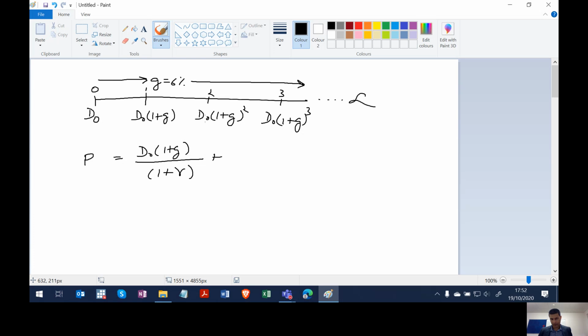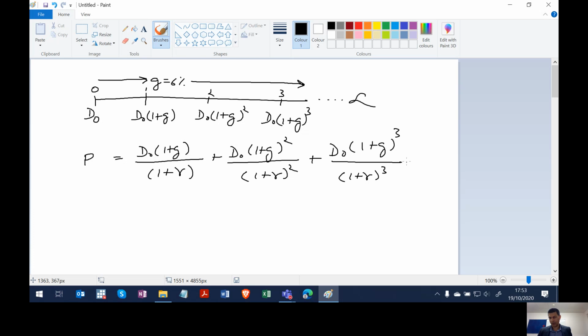Similarly, the present value of this term would be D0 times 1 plus G to the power 2 divided by 1 plus R to the power 2, and so on. For this one, it will be D0 times 1 plus G to the power 3, divided by 1 plus R to the power 3, and so on until infinity. Let's call this equation 1.